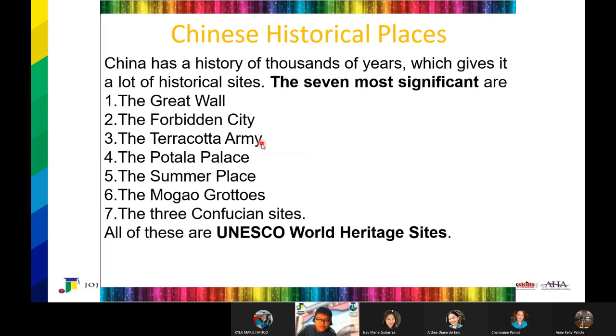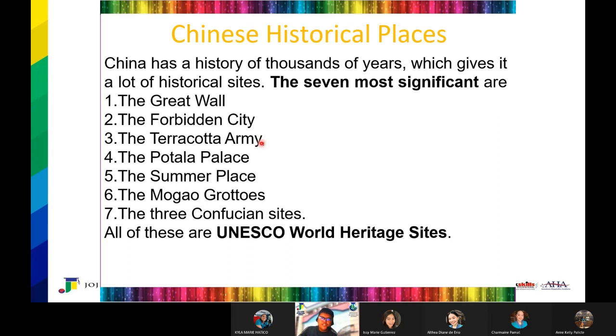Number one is the Great Wall of China. Second is the Forbidden City. It's in Beijing. The Terracotta Army. That's also in Beijing. The Potala Palace. That's in Chongqing. The Summer Palace, which is in Chongqing also. The Mogao Grottoes, which is in Guangdong. And the Three Confucian sites, in Beijing, Shanghai, and in Chongqing. So, marami yan siyang ano. There are lots of places you can also visit, but these seven are those historical World Heritage Sites by the UNESCO. So, in this lesson, I only mentioned two.